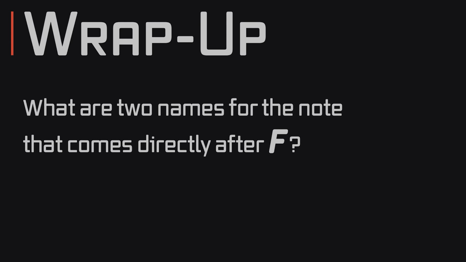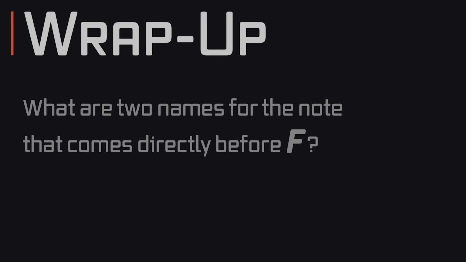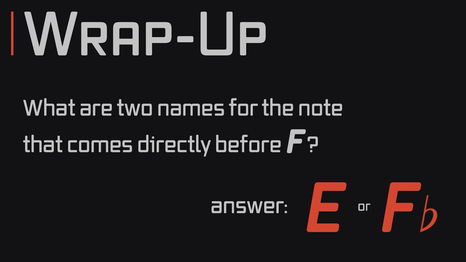What are two different names for the note that comes directly after F? The answer is F sharp or G flat. And finally, what are two names for the note that comes directly before F? The answer is E or F flat.